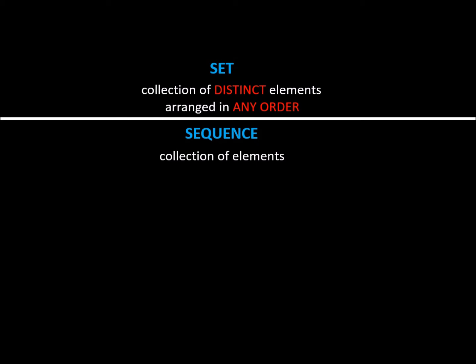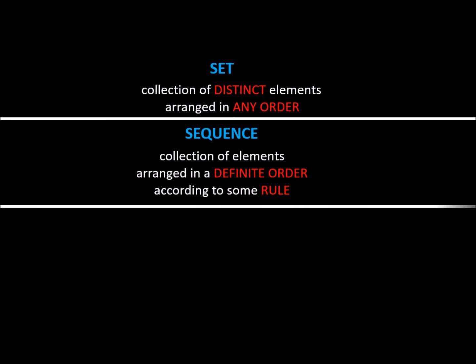So a sequence is a collection of elements, but they have to be arranged in a definite order according to some rule. So this is another difference compared to the set. In a set, the arrangement of elements can be in any order, it doesn't matter. But in a sequence, the elements have to be arranged in a definite order according to some rule.